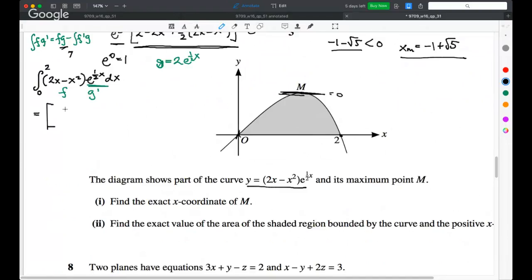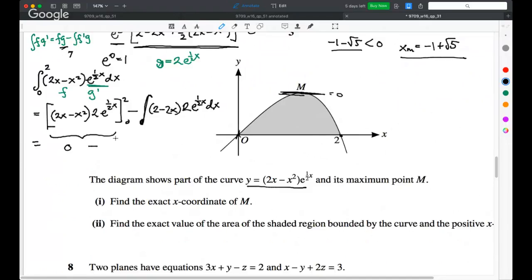So this thing is going to be equal to, remember, even with integration by parts, you still have to evaluate this thing between the limits. f, 2x minus x squared, times g, 2 e to the 1/2 x, evaluated between 0 and 2, minus integral of f prime, so this thing differentiated, which is 2 minus 2x, times again g, 2 e to the 1/2 x dx. So this is pretty straightforward to evaluate. In fact, you get 0 because 2 times 2 minus 2 squared is 0, and the other limit is 0. This is all 0.